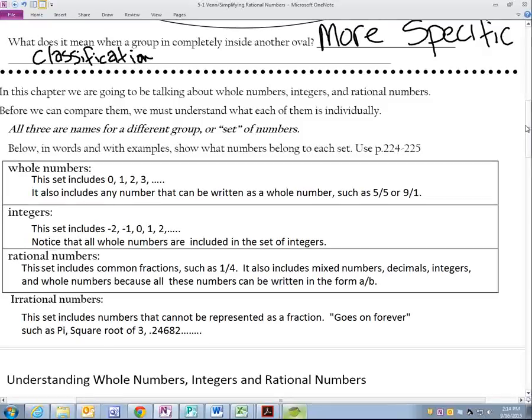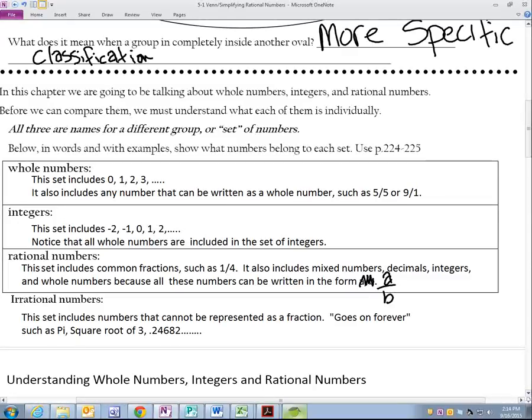Then we have rational numbers. This is a set that includes common fractions such as 1/4. It also includes mixed numbers, decimals, integers, and whole numbers because all these numbers can be written in the form of A over B. Here I have the form A over B, but I want you to write it like this. A over B.